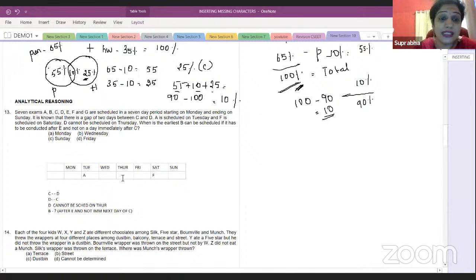D cannot be scheduled on Thursday. So whom can I not schedule on Thursday? I cannot schedule D on Thursday. And this information, I'm keeping up here. So these are the pieces of information.